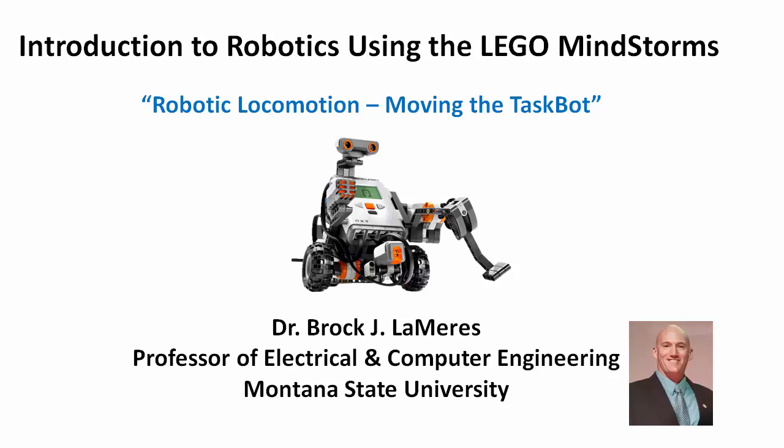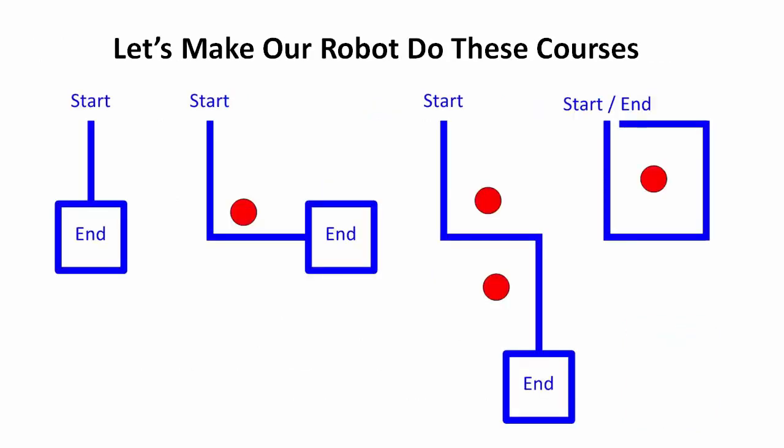Now let's look at robotic locomotion, but specifically let's look at programming our taskbot to perform some movements. When you first start doing this, one of the best ways to think about it is to give yourself a task for the taskbot to do. Let's look at some of these simple courses that we might have our robot do.